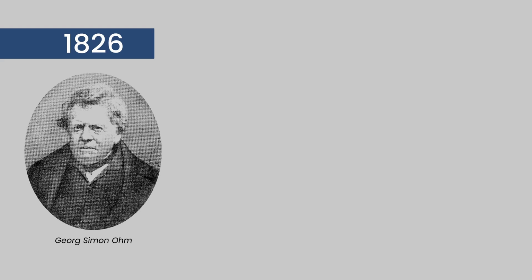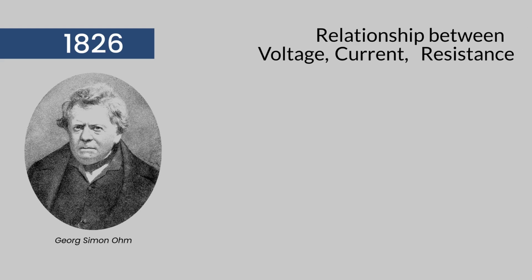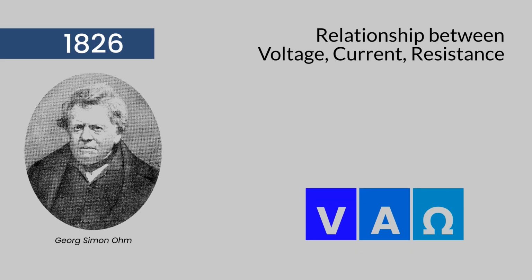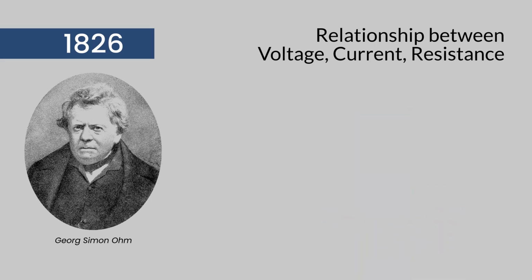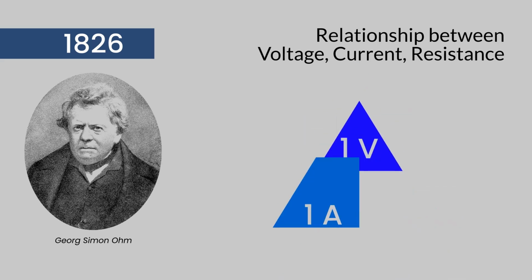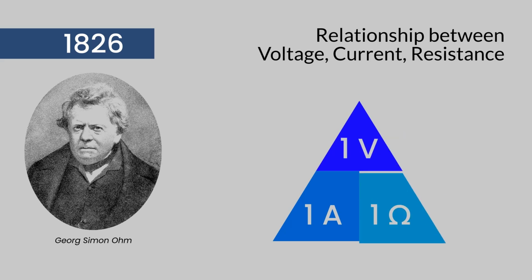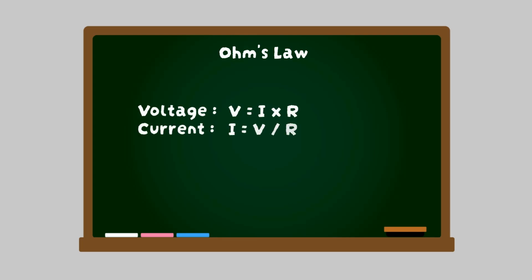In 1826, George Simon Ohm discovered that there was a relationship between voltage, current, and resistance. As he increased the voltage in a circuit, the amperage was also increased. The law named after him states that it takes 1 volt of force to push 1 amp of electricity through 1 ohm of resistance. We can calculate any of the variables like this. Voltage equals current times resistance. Current equals voltage divided by resistance. And resistance equals voltage divided by current.